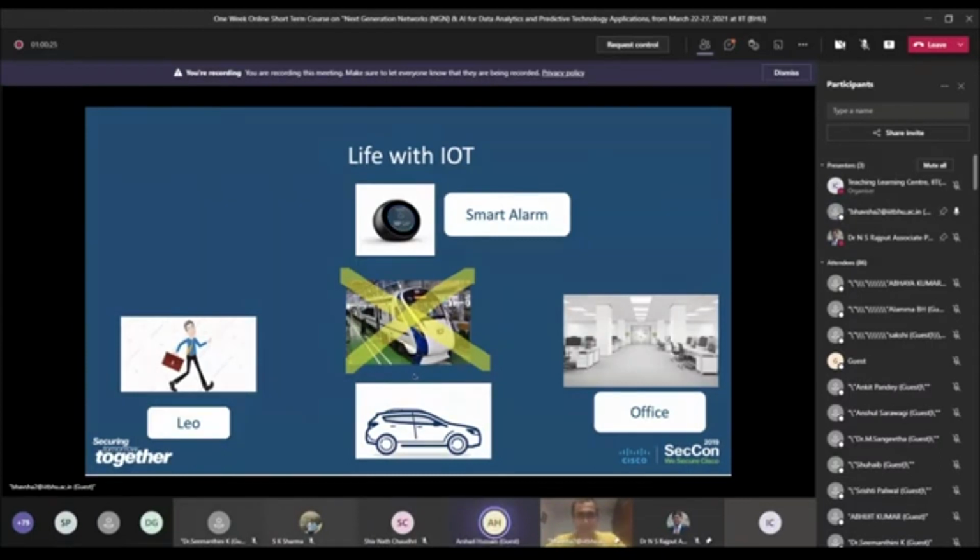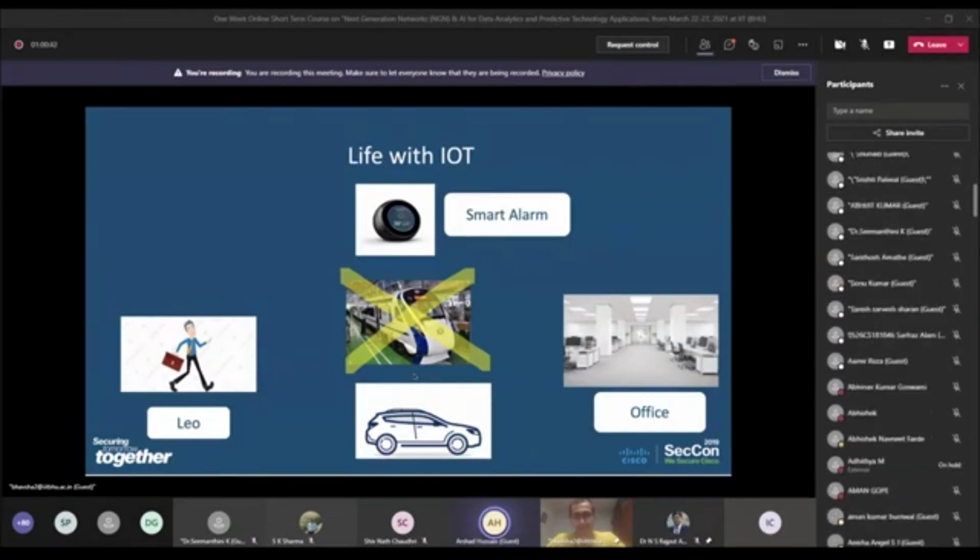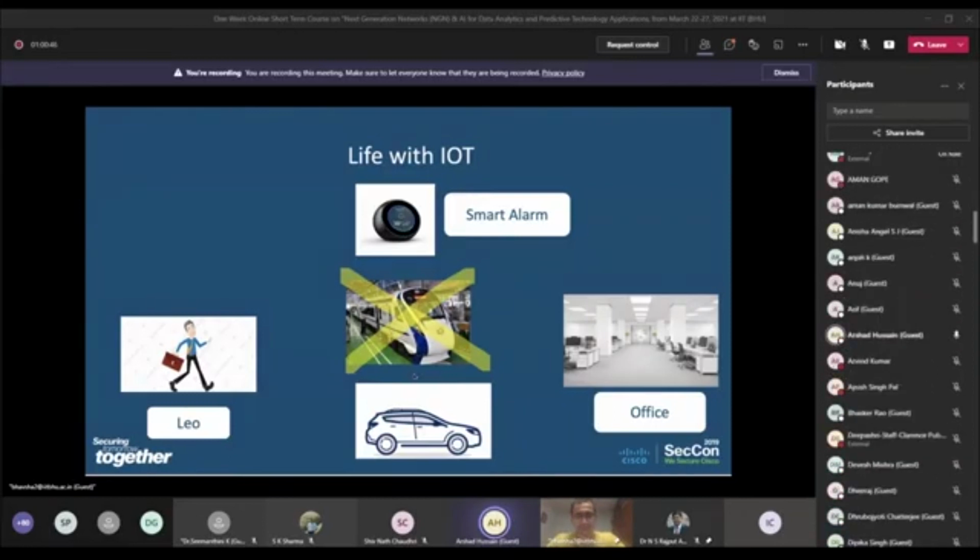If we compare, with a normal alarm, if we get up early in the morning, the alarm keeps continuously alarming. But if we are talking about a smart alarm, then when we have already gotten up that morning, the alarm will not alarm.